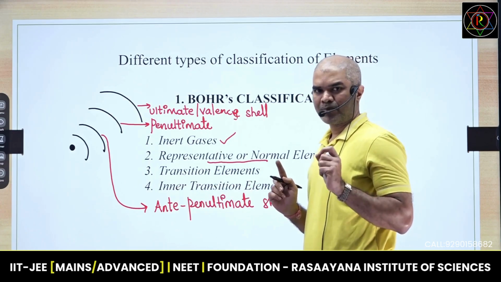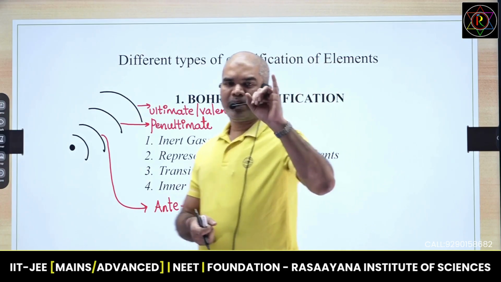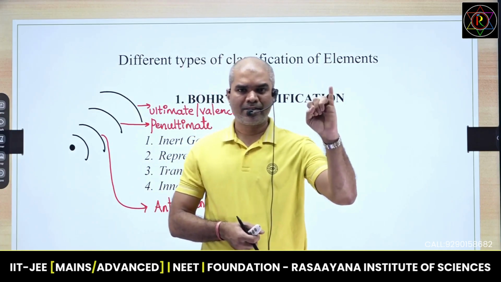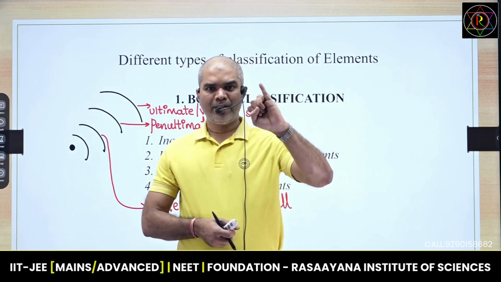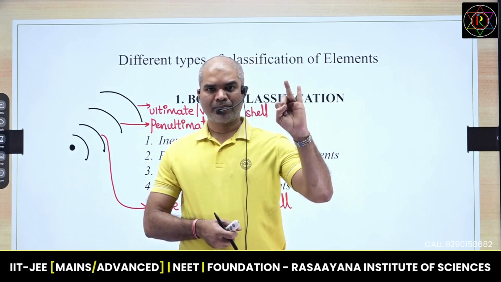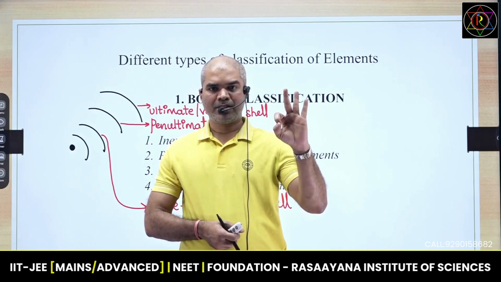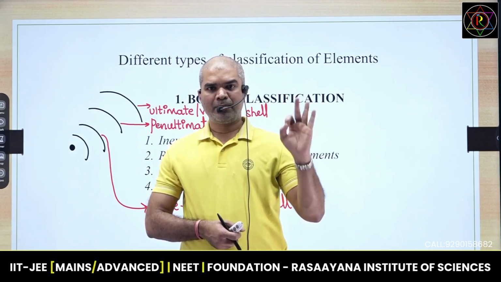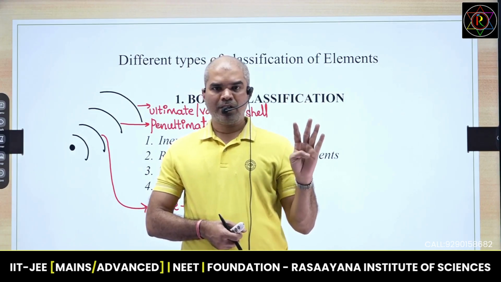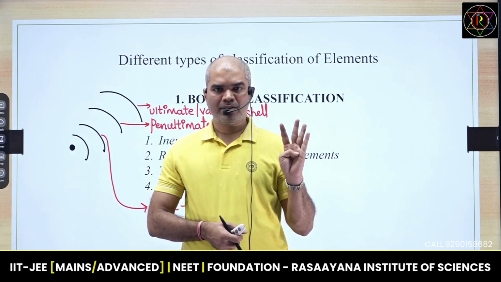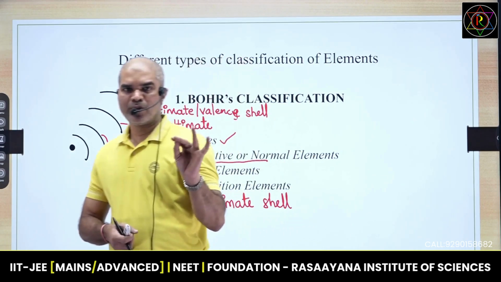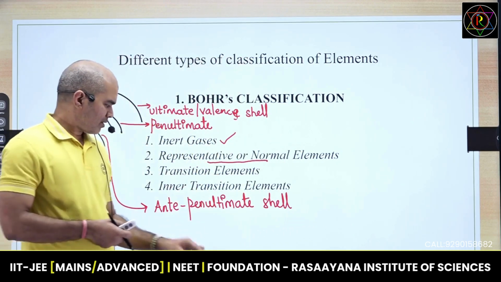Very simple. So ultimate or valence shell complete, inert gases. Valence shell incomplete, representative elements. Valence shell and penultimate shell incomplete, transition elements. Valence shell, penultimate and anti-penultimate shell incomplete, we call it inner transition elements. So just one or two points we'll see about these elements.